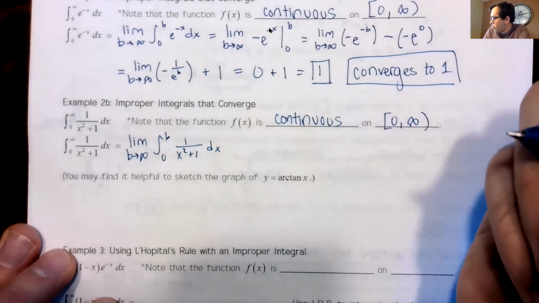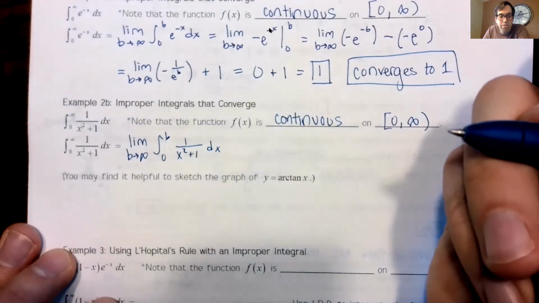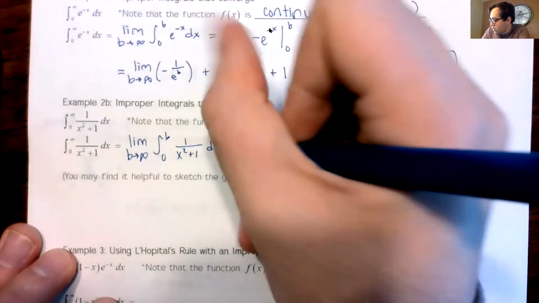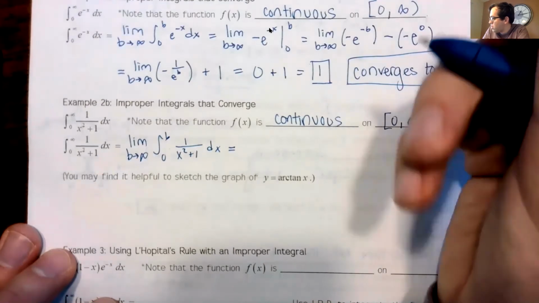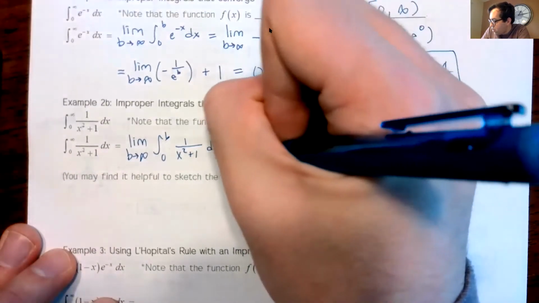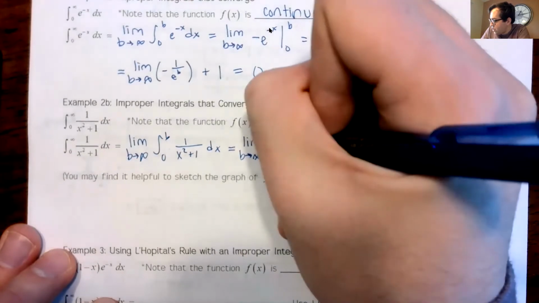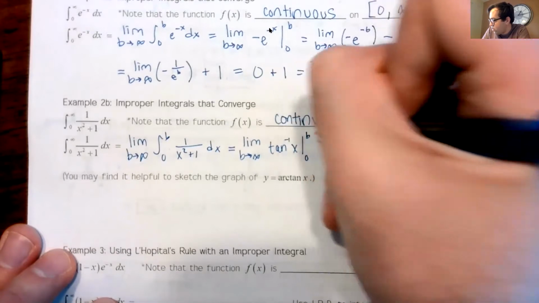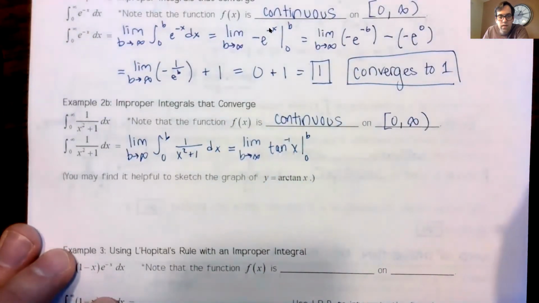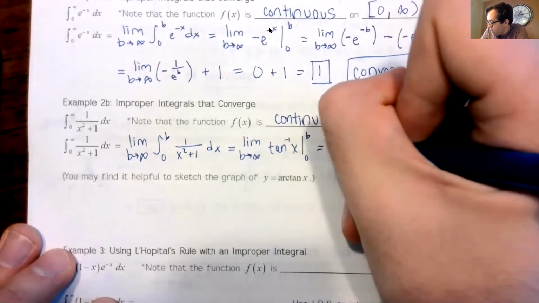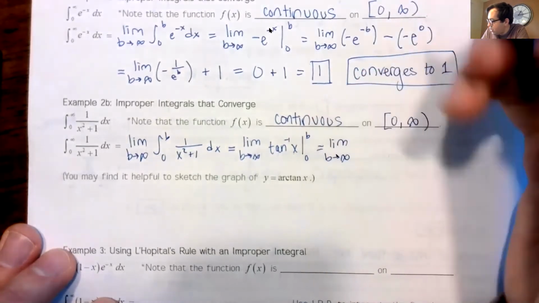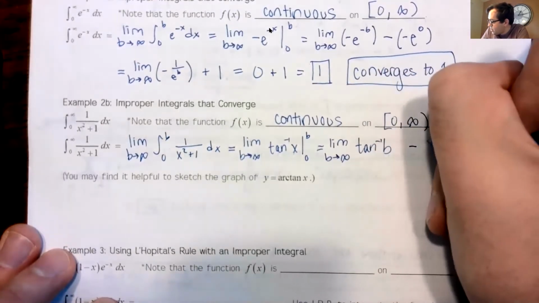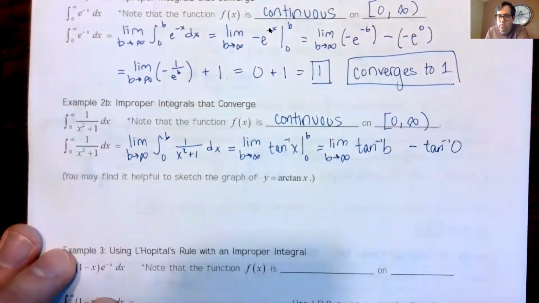And I am going to remember that the derivative of arctan is 1 over x squared plus 1. I think we saw that recently, so that should be fresh in your mind, but you can look that up if you need to. So I know that this is now going to be the limit as b approaches infinity of arctan, or tan to the negative 1 of x, evaluated from 0 to b. And so I can start to plug this in. So we have the limit as b approaches infinity of the arctan of b minus the arctan of 0.